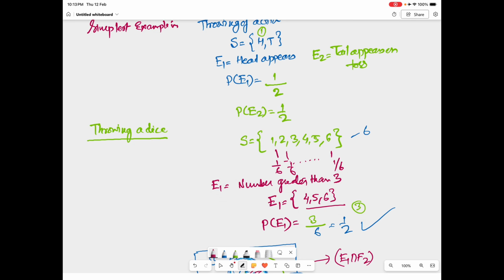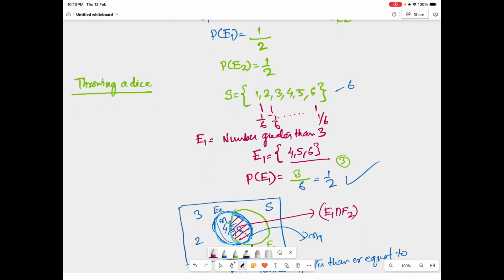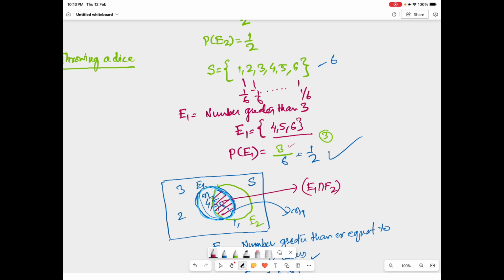The second example is the throwing of a dice. It can have 6 numbers: 1, 2, 3, 4, 5, 6. So what is the probability of occurrence of 1? It will be nothing but 1 by 6. So each number has the probability of occurrence as 1 by 6. Now if I define an event, number greater than 3, if I throw a dice and I want a number greater than 3, then in that event I should get 4, 5 and 6. So these are the 3 favorable outcomes and the total outcomes are 6. So the probability of this event will be half.